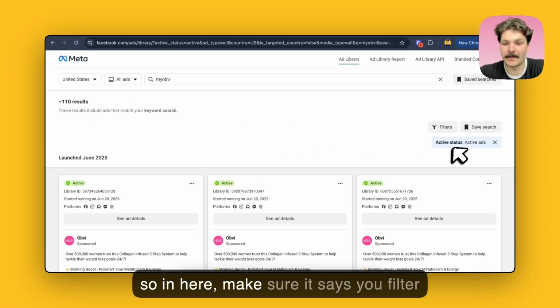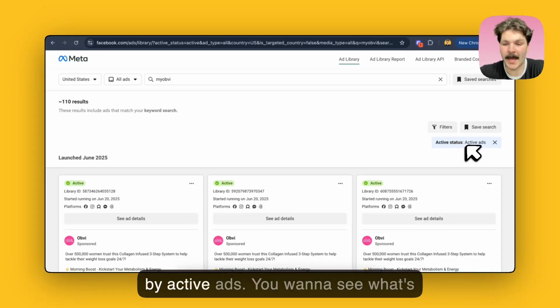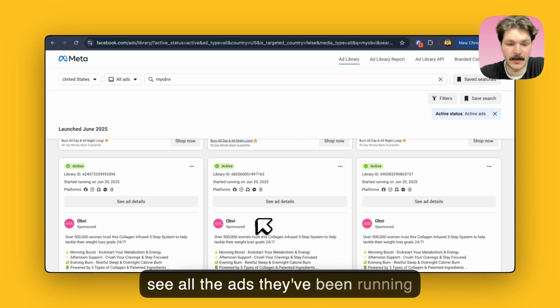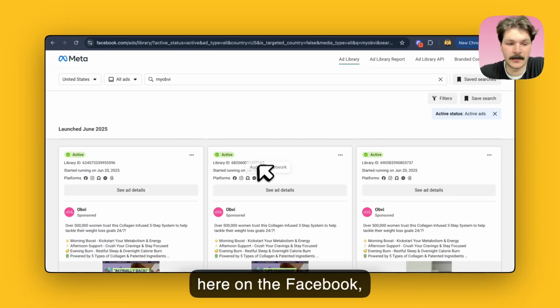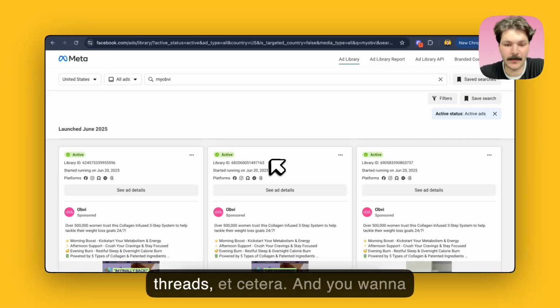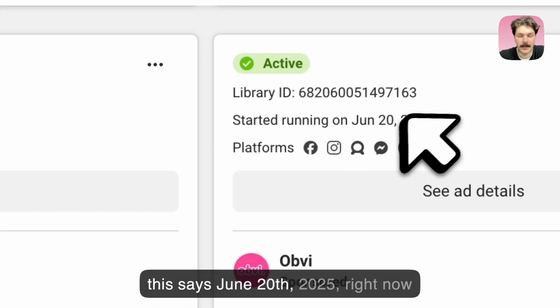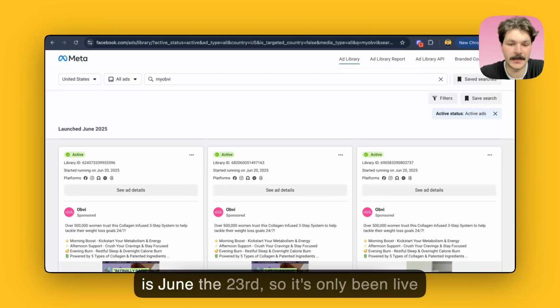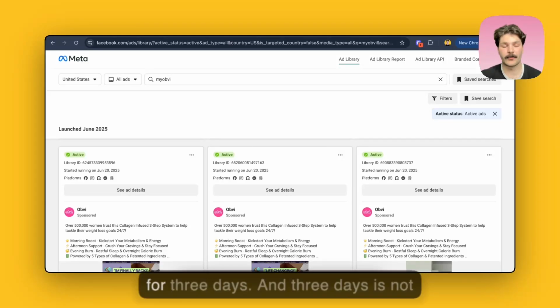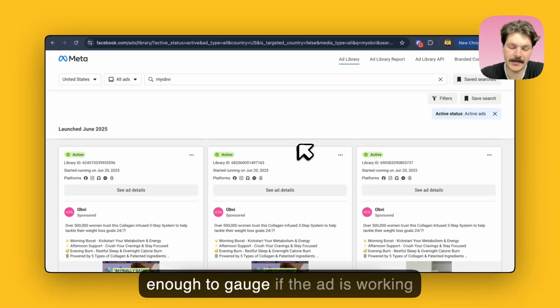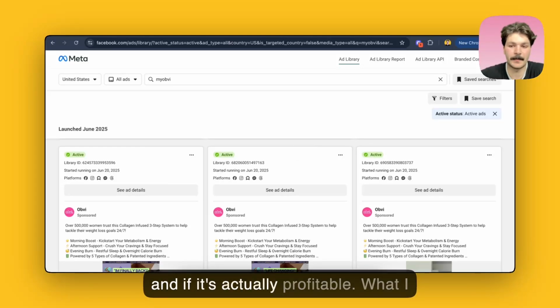Okay, so in here, make sure you filter by active ads. You want to see what's actually working. And now you can see all the ads they've been running here on Facebook, Instagram, Threads, etc. And you want to see for the started running on. And this says June 20th, 2025. Right now is June the 23rd. So it's only been live for 3 days. And 3 days is not enough to gauge if the ad is working and if it's actually profitable.